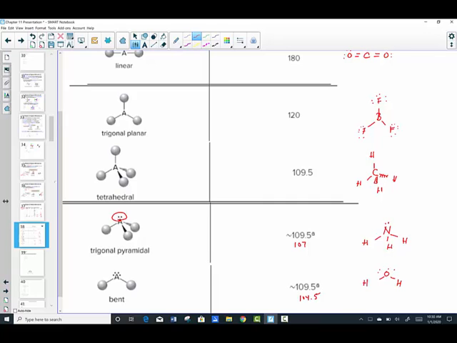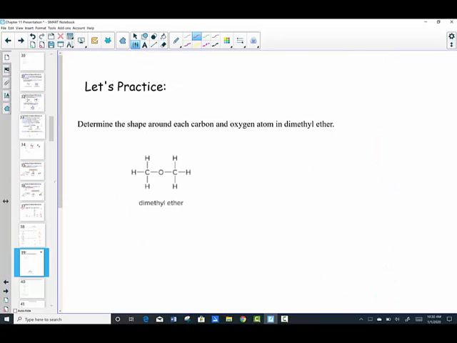Now we repeat ourselves as we're trying to practice to memorize. So let's work on that very thing. Determine the shape around each carbon and oxygen atom in dimethyl ether. Pause the video and see if you can do these from memory yet. And if not, it's okay to peek because we're still practicing. But pause and label the geometry around the carbons and the oxygen. And just start the video when you want to check your work.